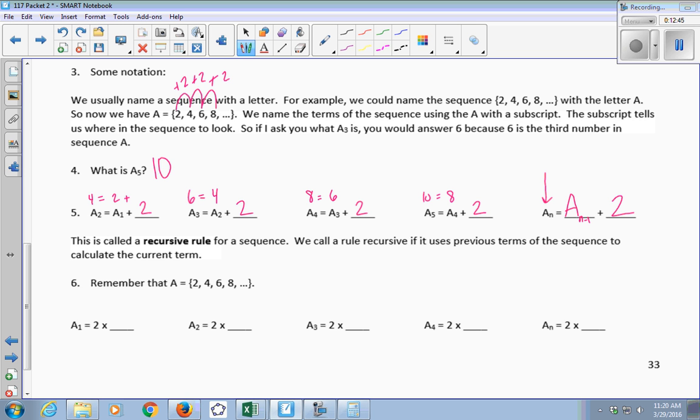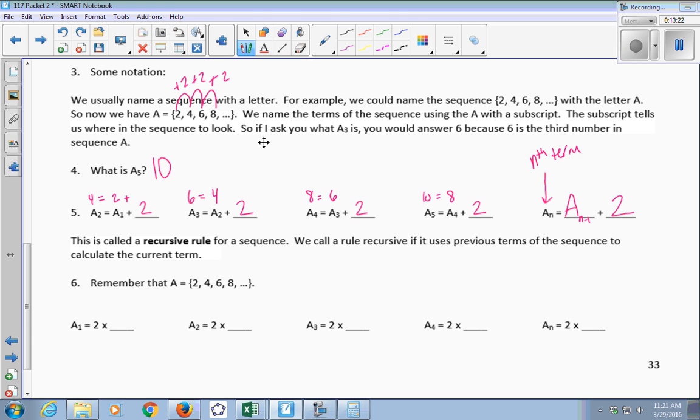Okay, so A sub n means a generic nth term in the list. And A sub n minus 1 means the term before the nth one, the term right before it. So we call this a recursive rule for a sequence. We call a rule recursive if it uses previous terms of the sequence to calculate the current term. If you need to know the term before it in order to get the next term, we call it recursive. So it's one way of visualizing the pattern of even numbers.